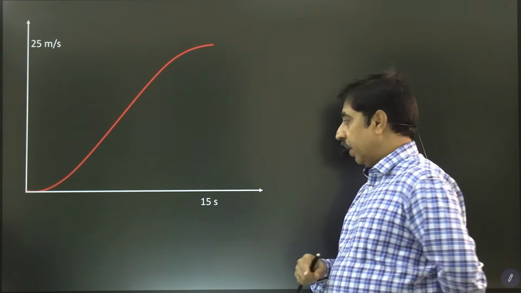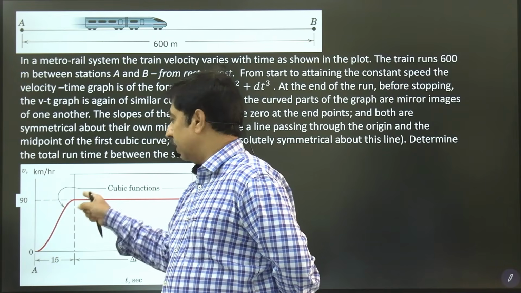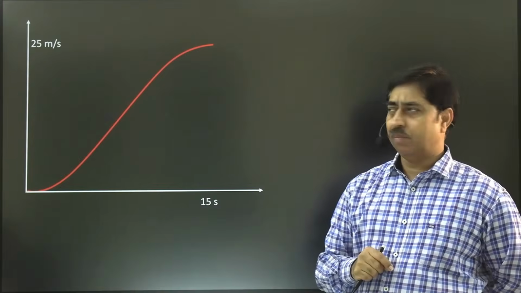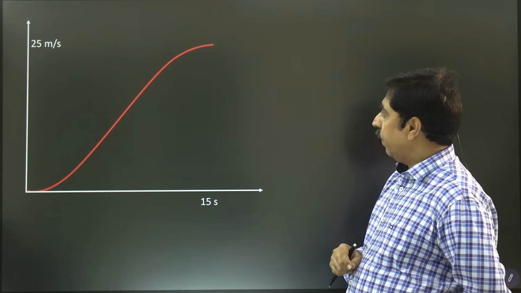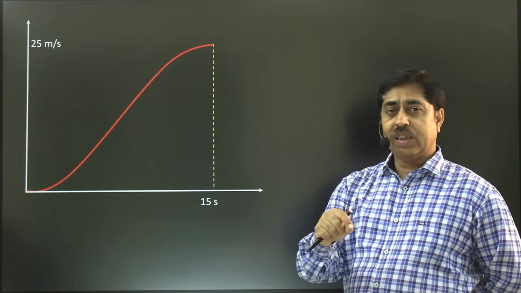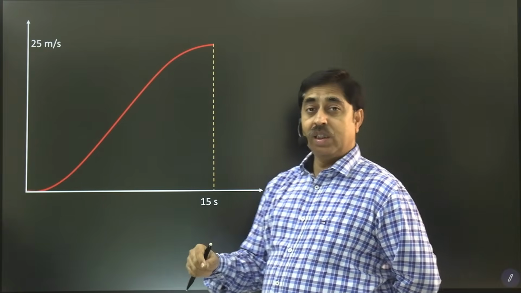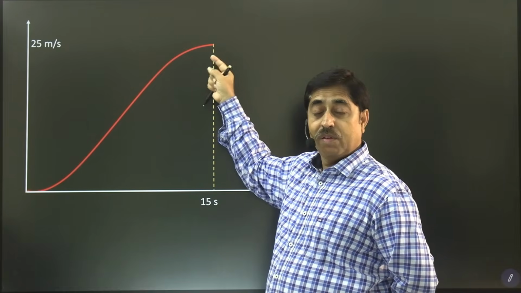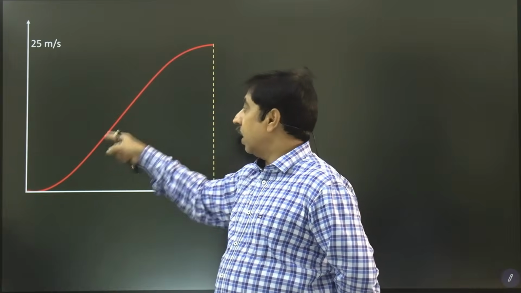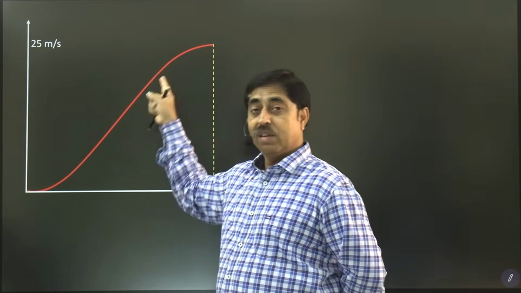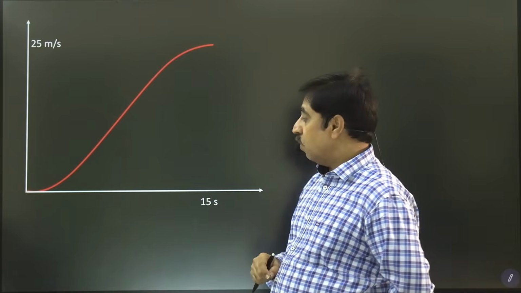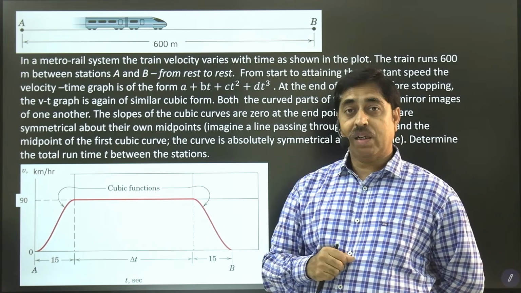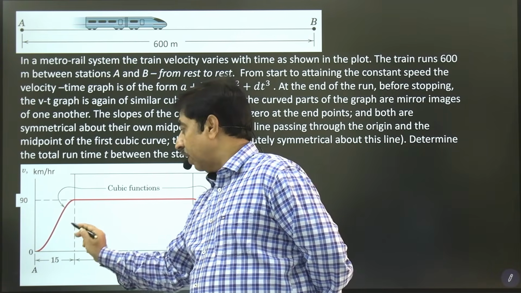This is the part of the graph from 0 to 15 seconds. It is a curve represented by some cubic form. In 15 seconds, the distance traveled by the train is given by area under this graph, right? This is the velocity time graph, and area contained inside this graph and time axis gives you the distance traveled. So how much distance the train travels when it accelerates, when it speeds up? That distance is given by this area.